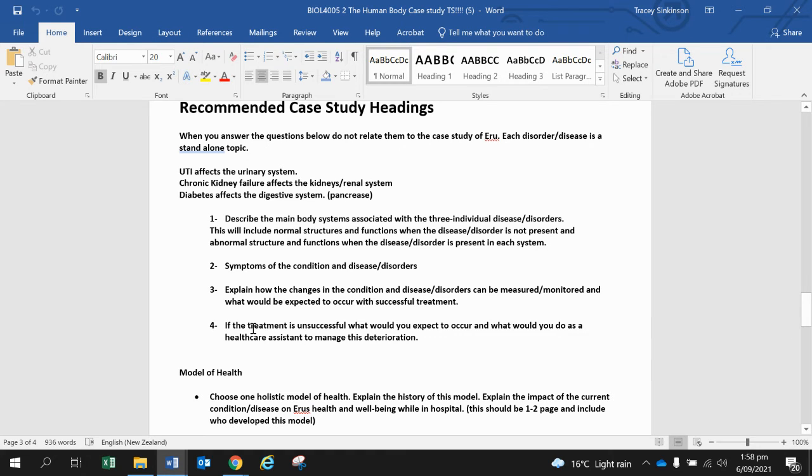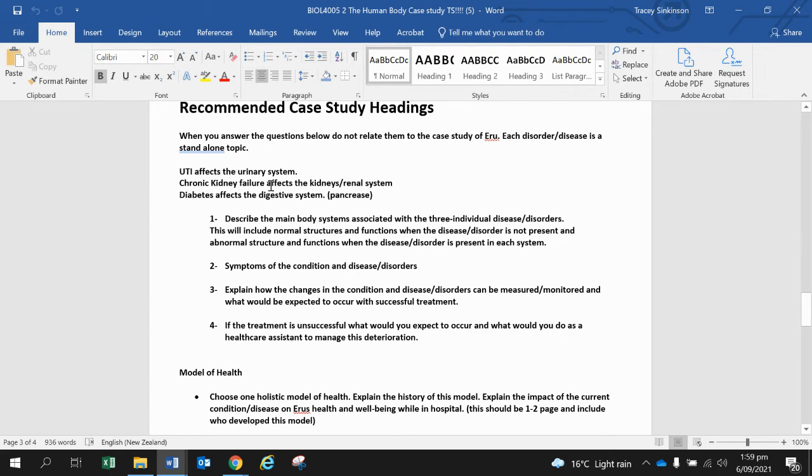All right. So if the treatment is unsuccessful, what would you expect to occur and what would you do as a healthcare assistant? So if they were on day 2, day 3, and he still has blood in his urine and he's still in a lot of pain and the fever has increased, what would you do as a healthcare assistant? So of course you're going to be telling the RN, but what are you documenting to take back to the RN? What questions are you asking your client? And what can you do for that short time while you're getting the RN and the doctor to come and see them? Cool. So you do that for every system.